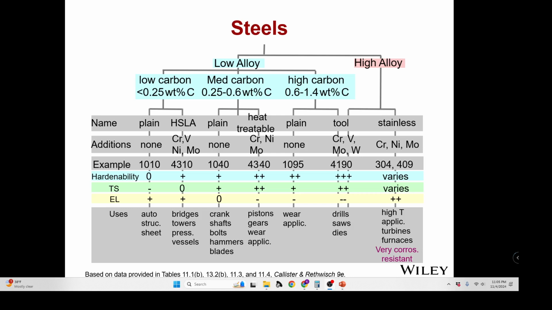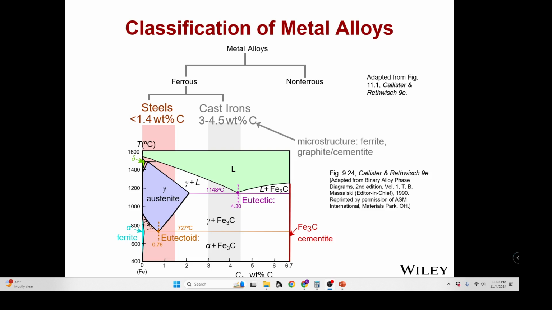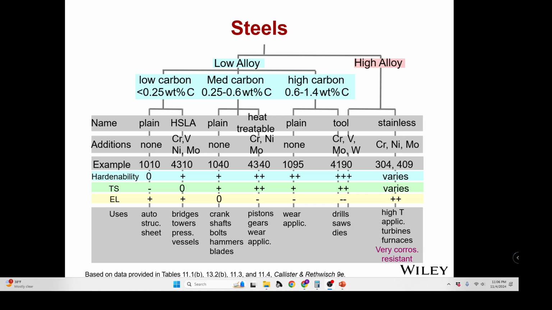So really not a lot of carbon to get us to a heat treatable steel from the very soft iron that we would have otherwise. And a little more carbon gets us into the very brittle iron of cast iron. So a lot of things change at that point. So a plain or low carbon steel, no additional alloys, 1010, completely non-hardenable, very low tensile strength, very ductile.